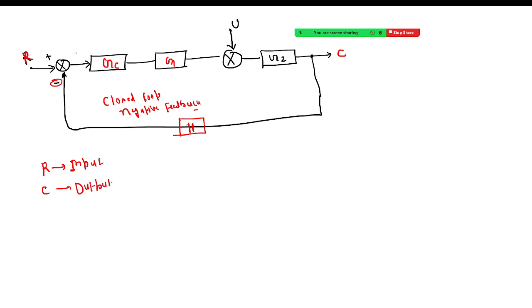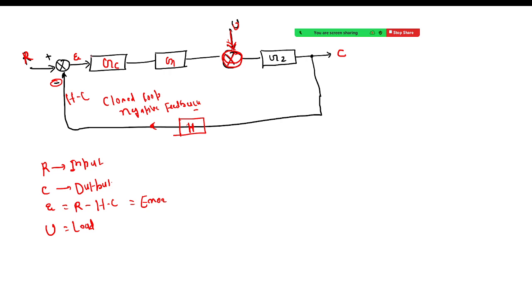And here, yesterday I told you that there will be an error E that is equal to R minus H into C. That is called the error, right? And U, here you see at this particular comparator what is happening? U is there, and that U is called the load of the system. C is output and all, right? So yesterday I told you how to solve this particular system.